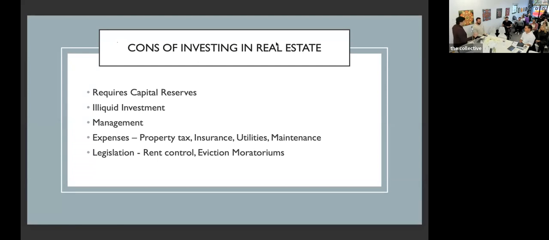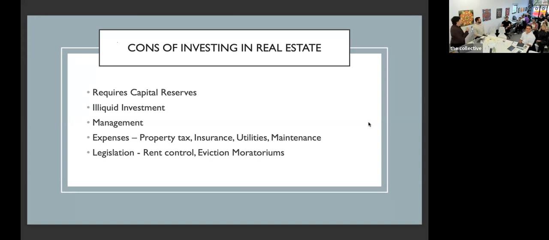Okay. What else? Expenses, right? Always keep in mind, this is a business that you're investing in, right? What are those expenses? You've got property taxes, you've got insurance, you've got shared utilities, and you've got ongoing maintenance, right? So once again, you have to have these reserves to be able to pay for these expenses moving forward.